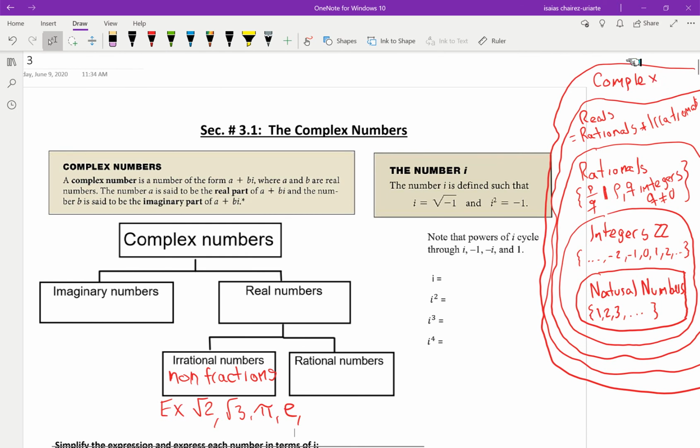And it turns out that there are even bigger sets of numbers. They really are not numbers anymore. At that point, they're polynomials. But in order to get into that, you gotta study more and more math. Okay, so let's talk about complex numbers right now. We're gonna be doing some arithmetic with complex numbers.